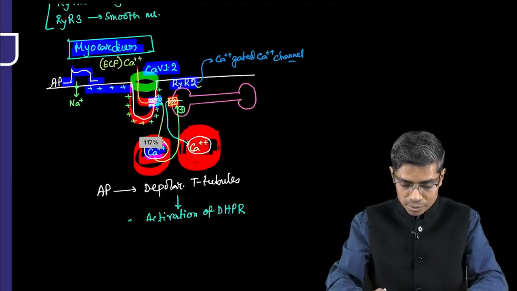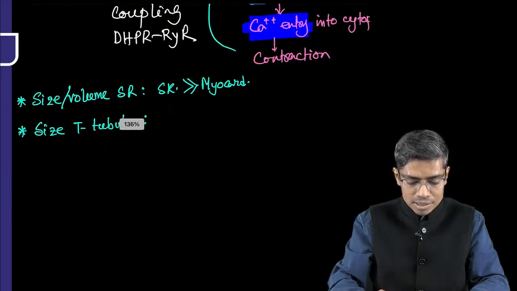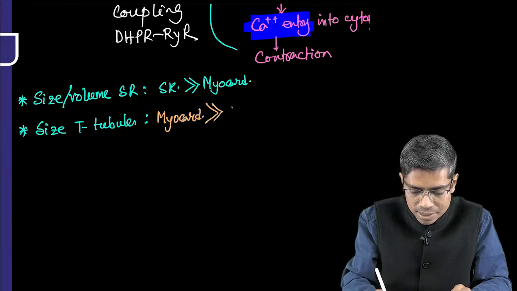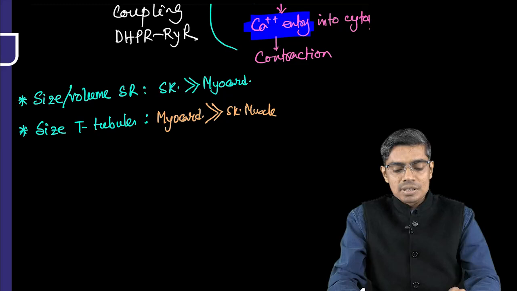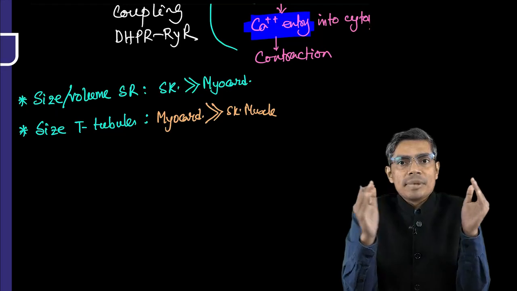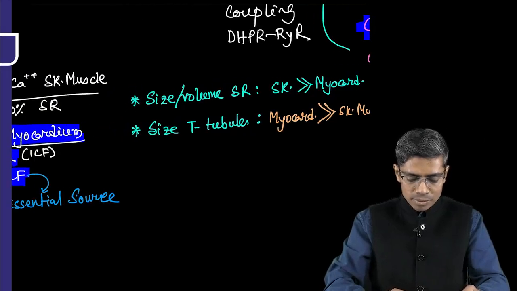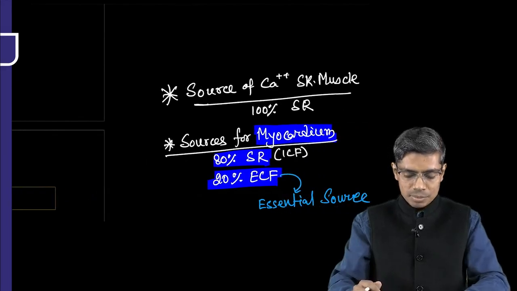So whenever I'll ask you in which cell the diameter of T tubules is large, your answer will be the diameter is more in case of myocardium cell than in case of skeletal muscle cell. Getting my point? So this is a very, very important thing that you have to remember about this DHPR and RyR interaction. So far we have seen many different types of channel. All these channels are very, very important for your MCQ, but apart from that you also have to remember certain mutations of this channel.